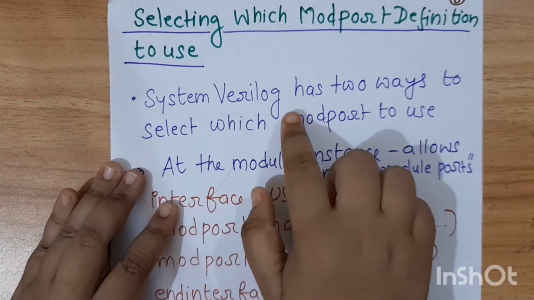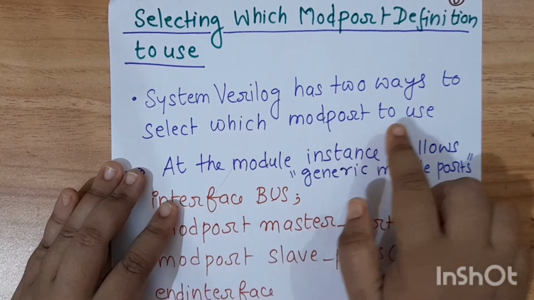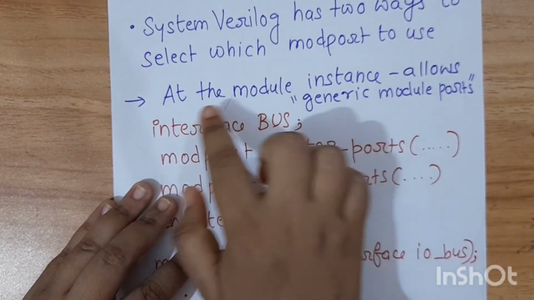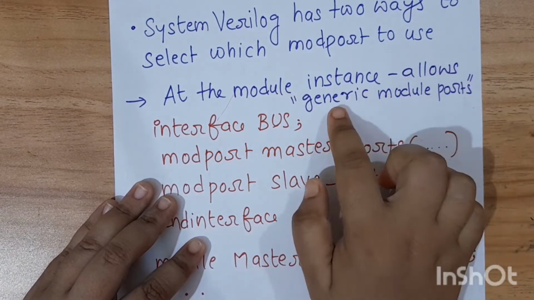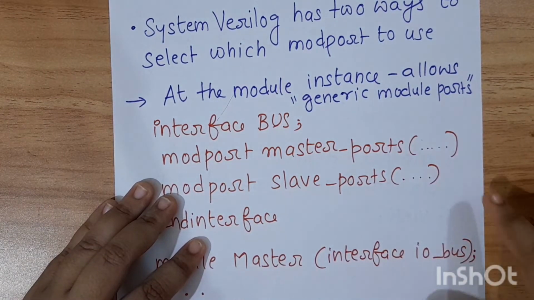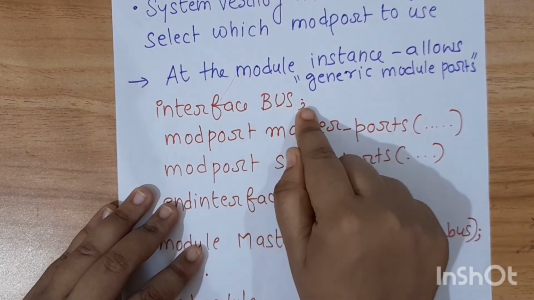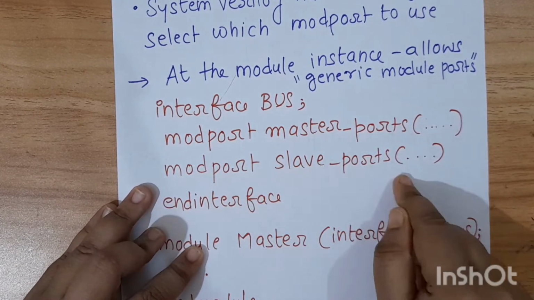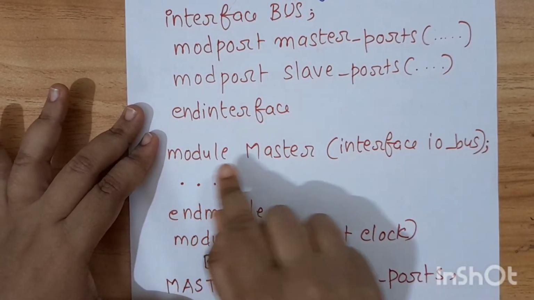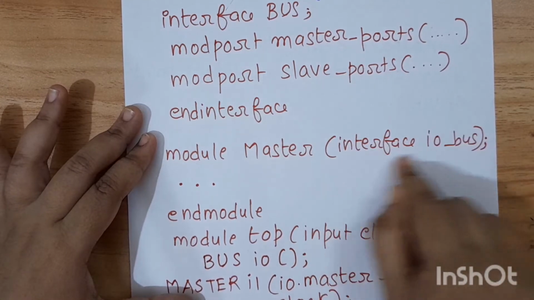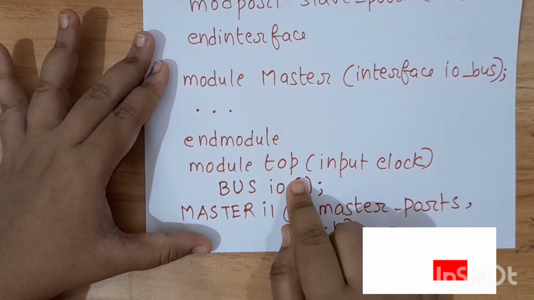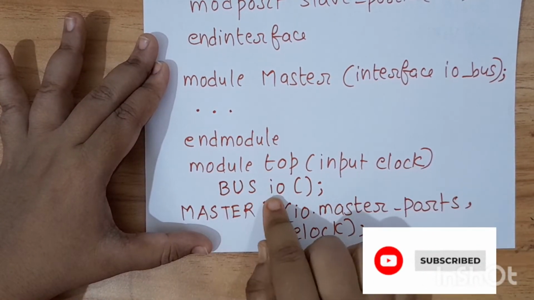SystemVerilog has two ways to select which modport to use. We will see how the modport is used. The first one is at the module instance, which allows generic module ports. This is the first type of usage, and we will see it through an example. Interface bus, modport master_ports, modport slave_ports, and the interface internal details I have not provided. Now you see, module master, in the port list interface IO bus, end module. Module top, input clock, bus IO semicolon.